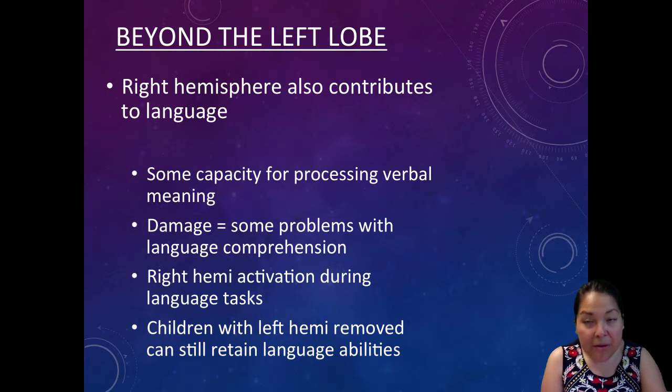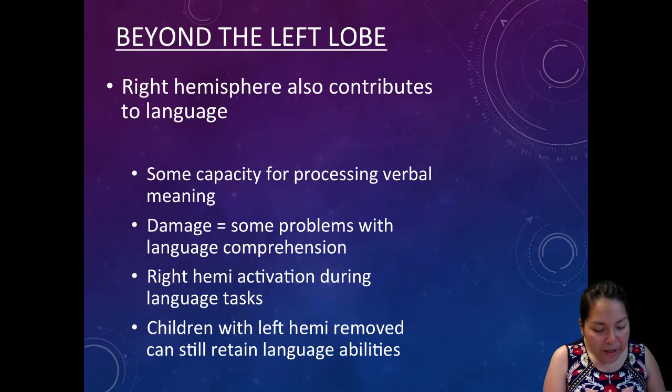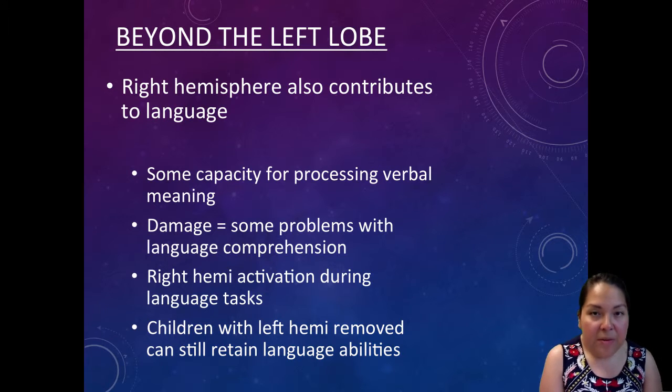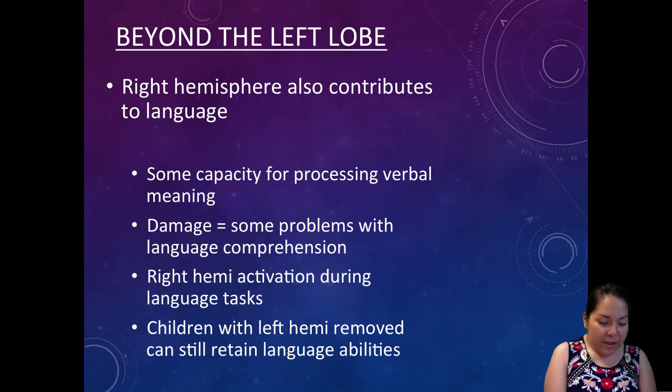So these two areas are not the whole story. The right hemisphere also contributes to language, and especially comprehension. Evidence for the involvement of the right hemisphere includes that when words are presented to healthy patients on their right hemisphere using divided visual fields, the right hemisphere shows some capacity for processing the meaning of words. Patients with damage to the right hemisphere sometimes have subtle problems with language comprehension. A number of neuroimaging studies have revealed evidence of right hemisphere activation during language tasks.